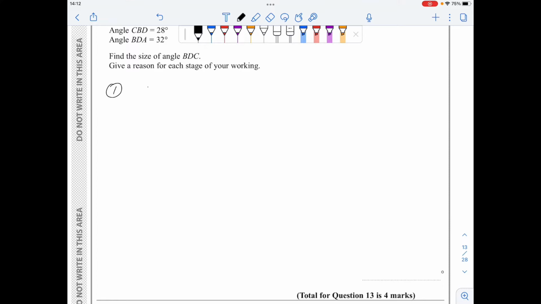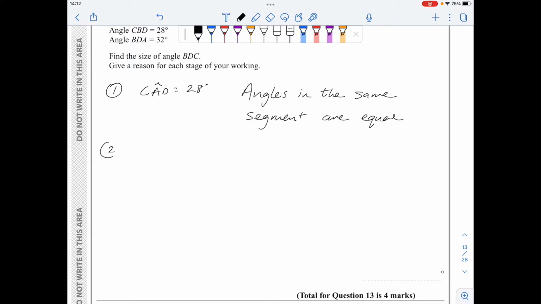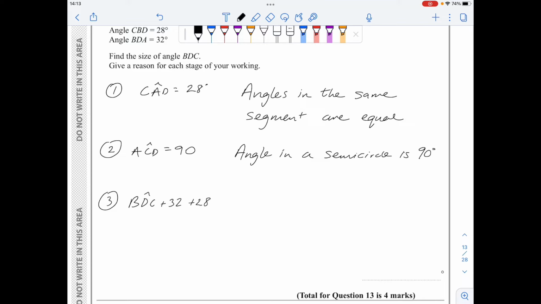So step 1, CAD is equal to 28 because angles in the same segment are equal. Step 2, angle ACD is equal to 90 because angle in a semicircle is 90 degrees. And finally, step 3, BDC, which is the missing angle, plus 32 plus 28 plus 90 must be equal to 180, which means BDC is equal to 30 degrees. And the reason is that angles in a triangle add up to 180.